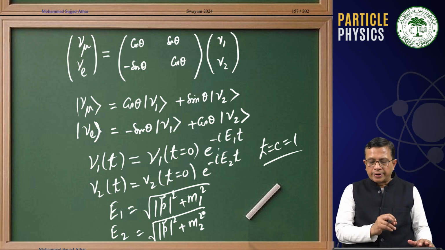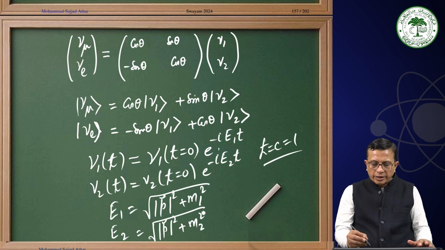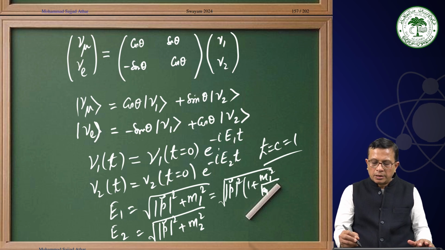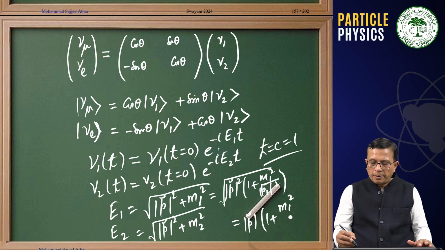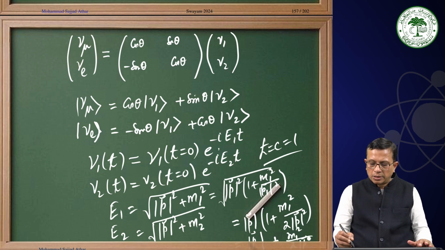And we know that neutrinos are relativistic particles. Therefore, we can write this as just P times the square root of 1 plus M1 square by P square, and this will be equal to P outside, 1 plus M1 square upon twice P square, and that means this is P plus M1 square upon twice P. Similarly, E2 will be P plus M2 square by twice P.